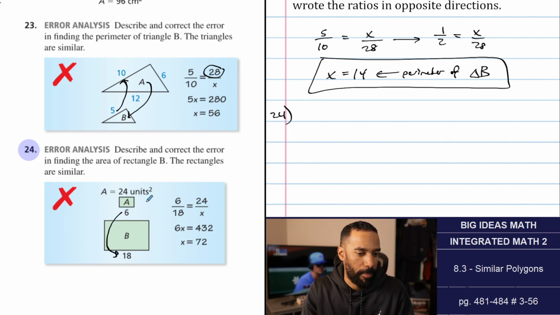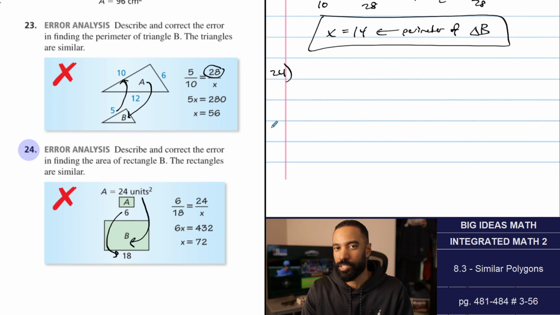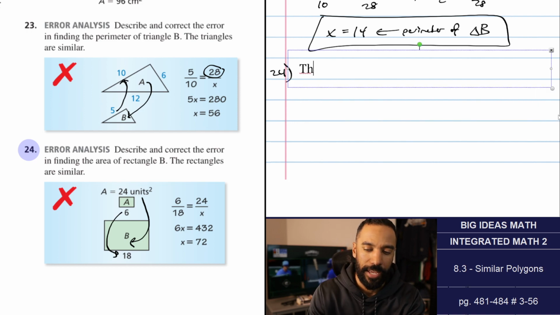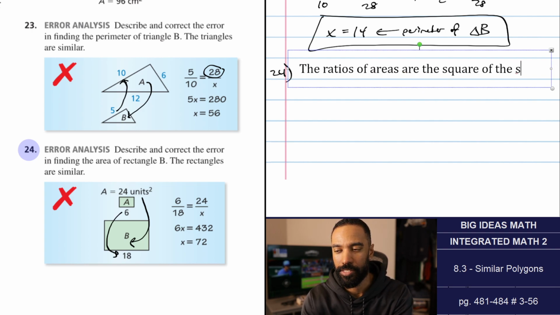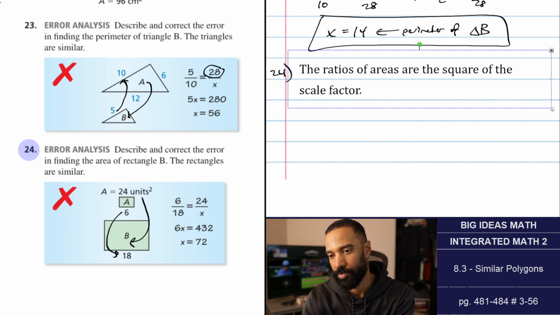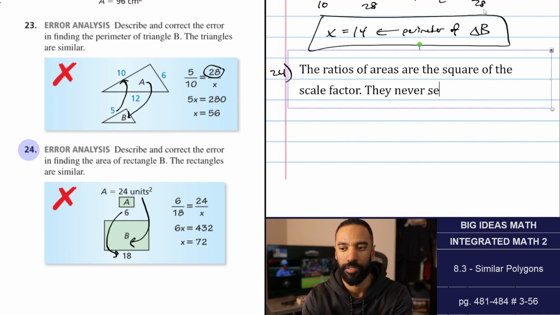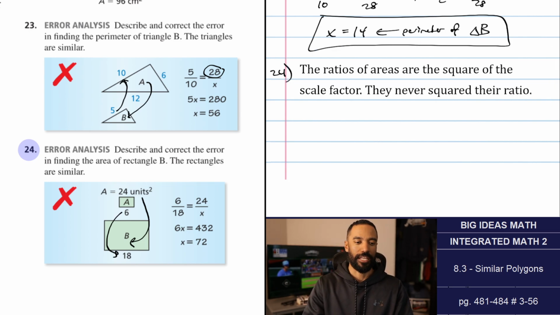They went the proper direction for both, but area ratio is not the same as similarity ratio and perimeter ratio. You have to square your thing. The ratios of areas are the square of the scale factors, or of the scale factor. So they never squared their values. They never squared the ratio. Squared. All right.